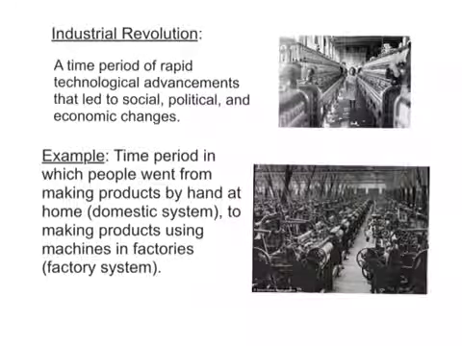Our next key term is the Industrial Revolution. This is a time period of rapid technological advancements that led to social, political, and economic changes. An example of this is the time period in which people went from making products by hand at home, which is known as the domestic system, to making products using machines in factories, known as the factory system. Make sure you're using this example, key terms, or drawing a picture of the Industrial Revolution in the far right-hand side of your vocabulary chart.